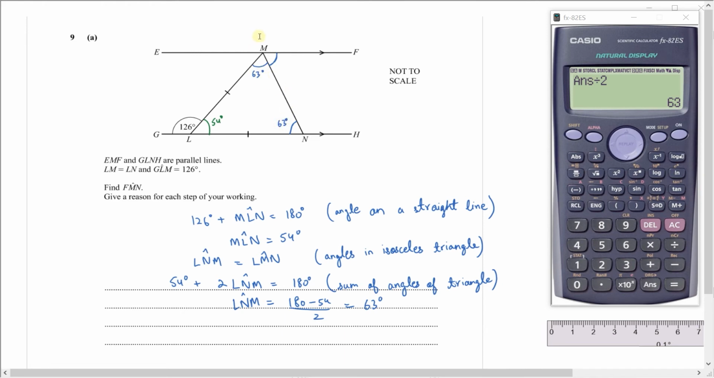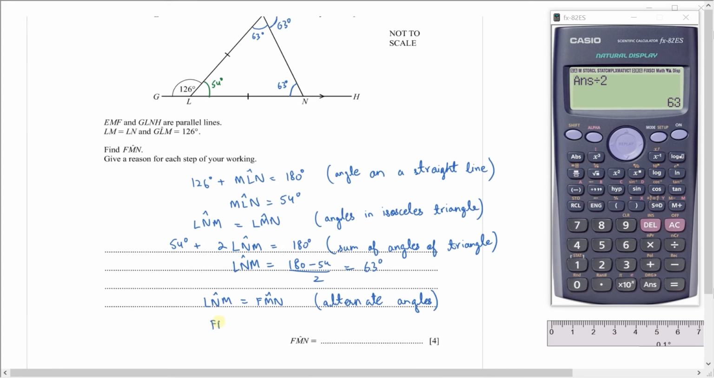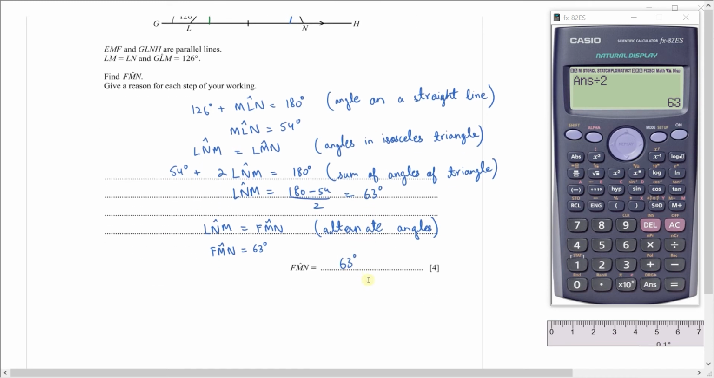And then we can say that angle LMN equals angle FMN, because these two lines are parallel and these two are alternate angles. So this will give you FMN equals 63 degrees as well. So this will give you FMN equals angle LNM, which is 63 degrees. So your final answer here will be 63.